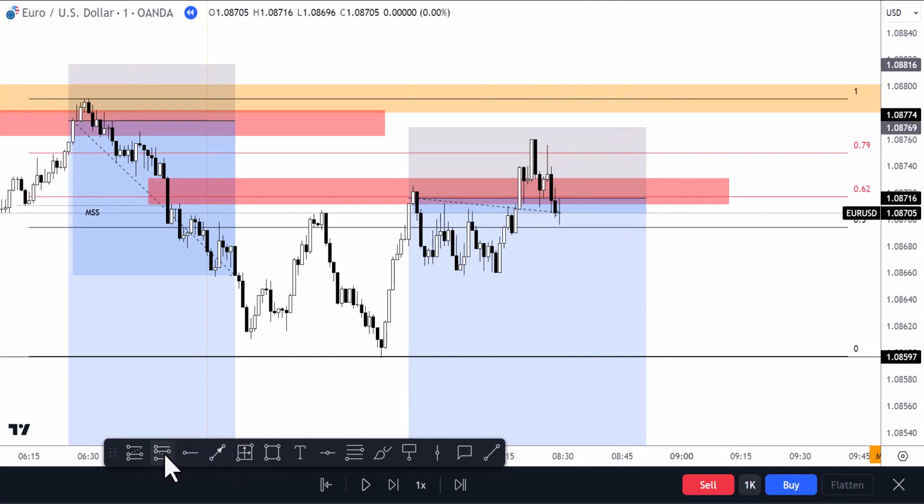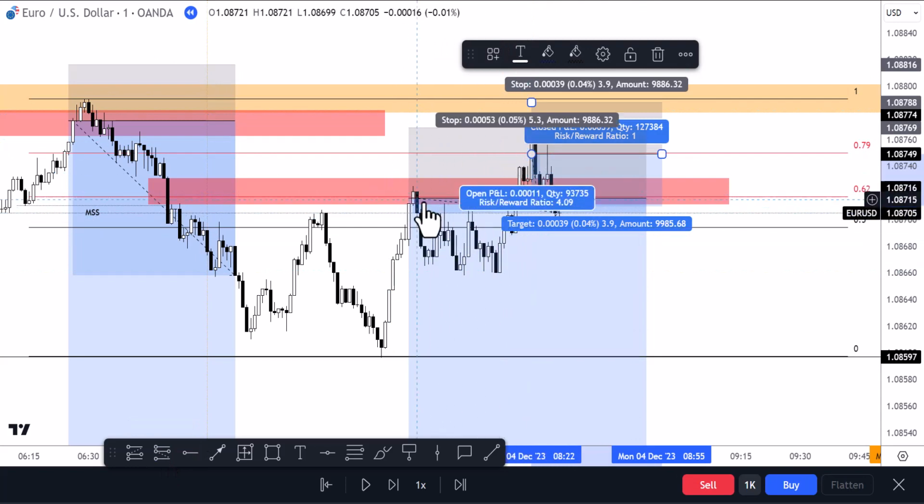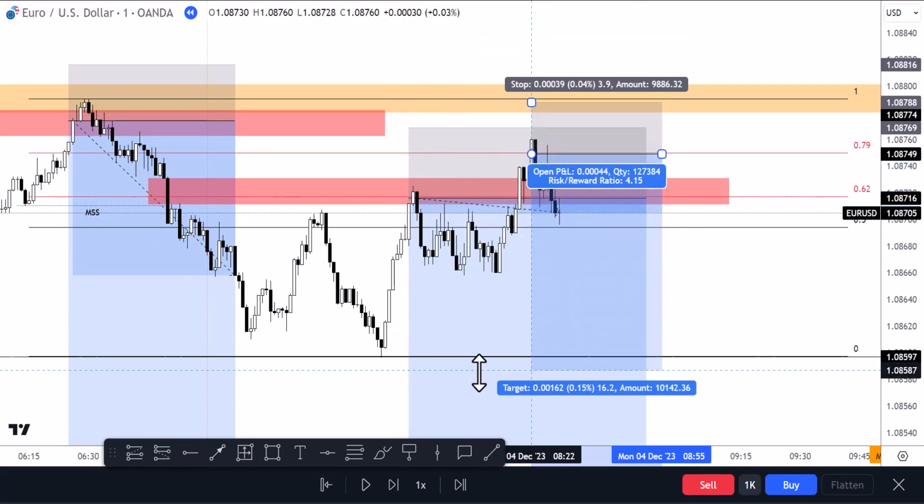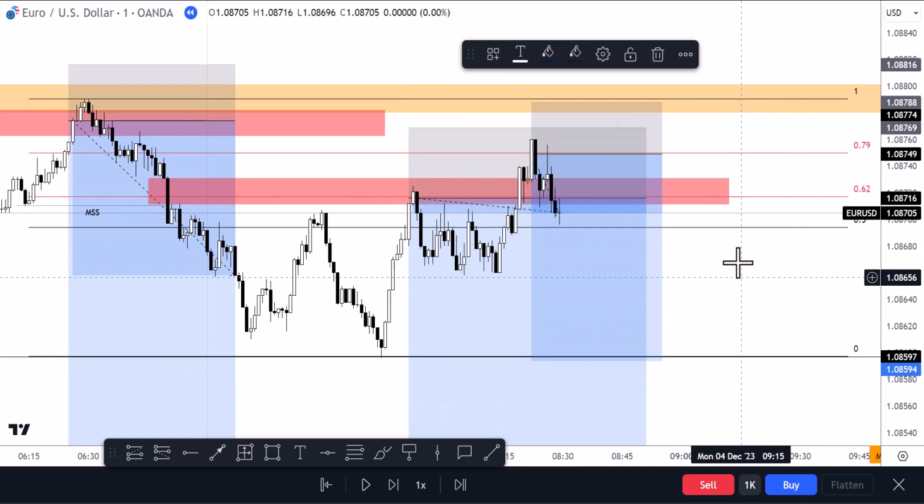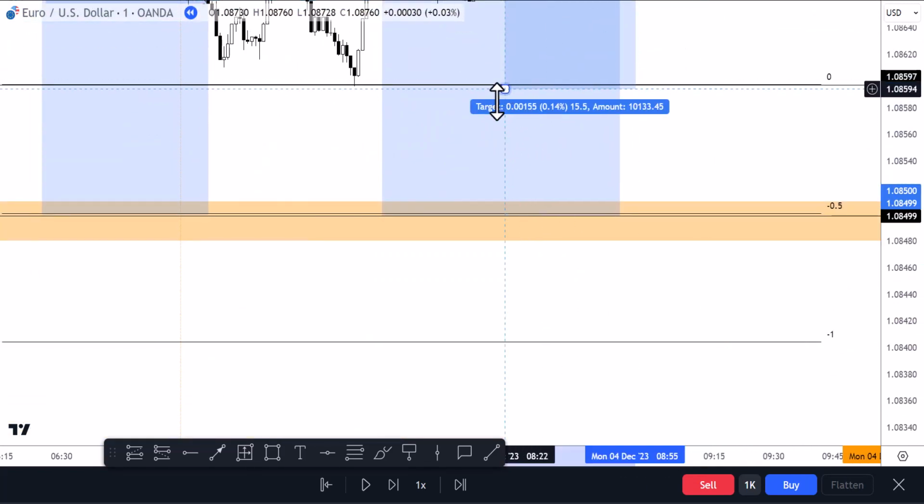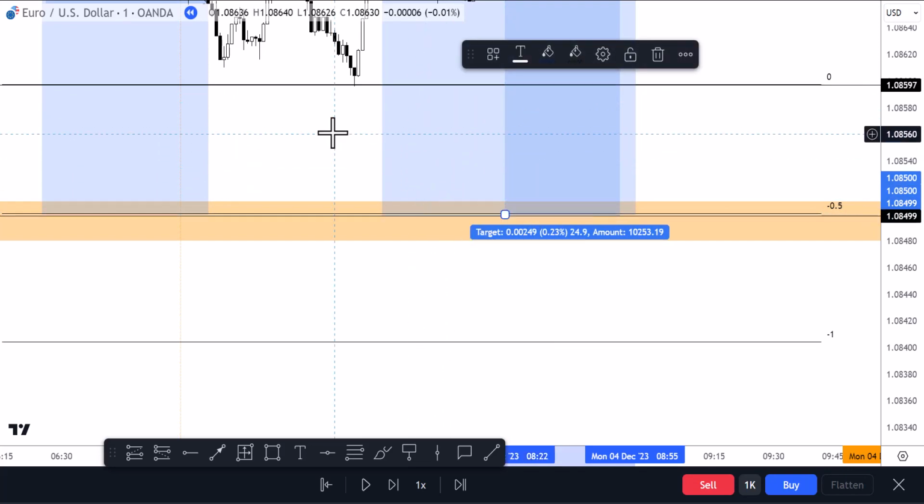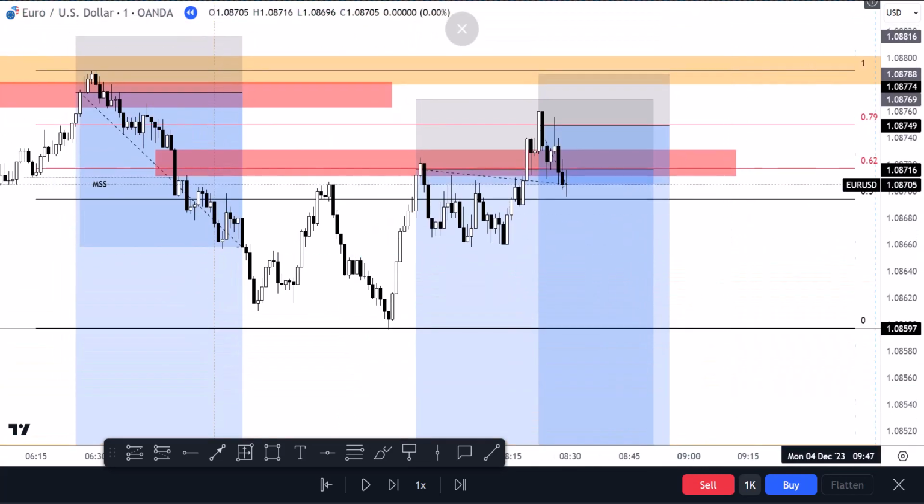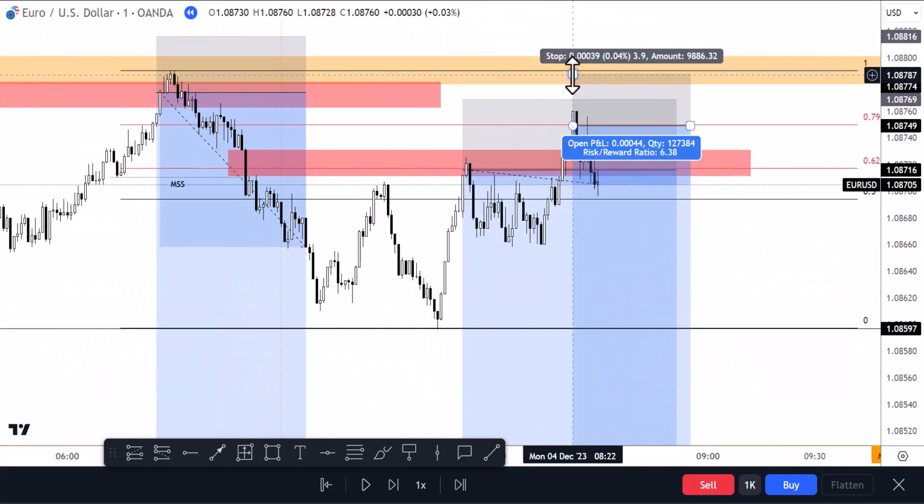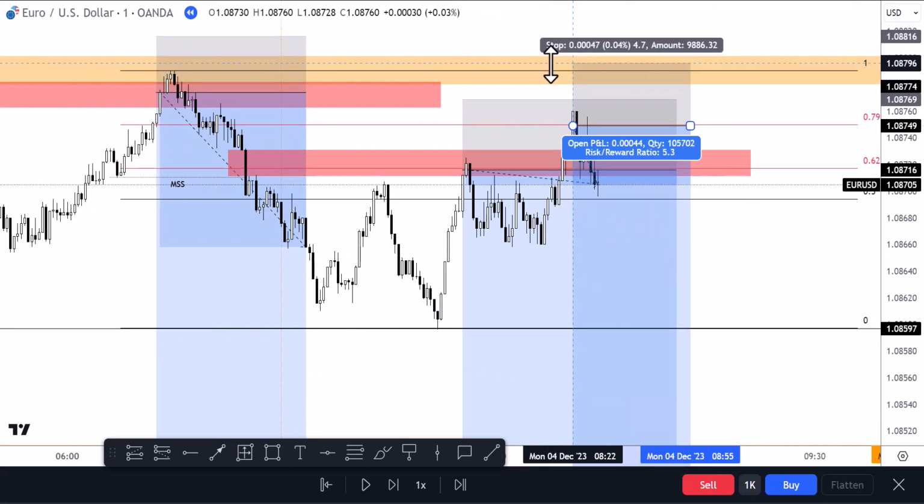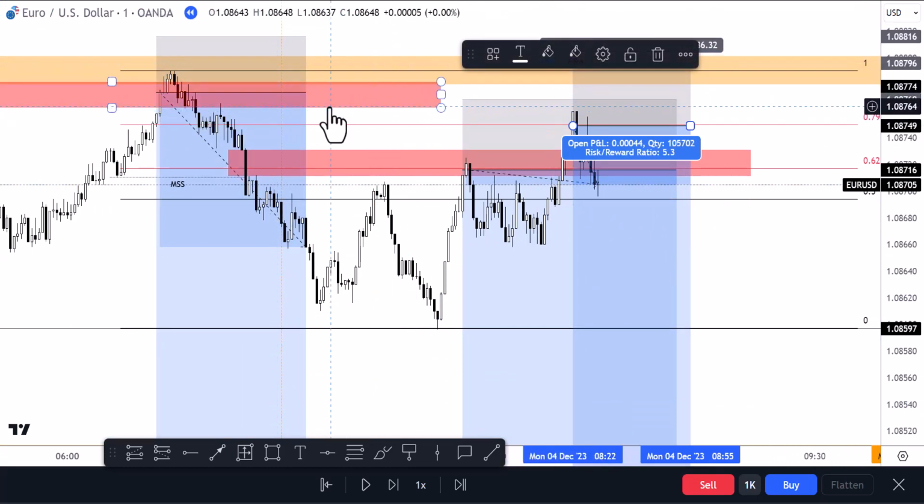So I would add an extra entry here, but I would risk significantly less since I already have an entry here. And then same target levels. Then I would just aim for these highs, or even above this high, whichever floats your boat.